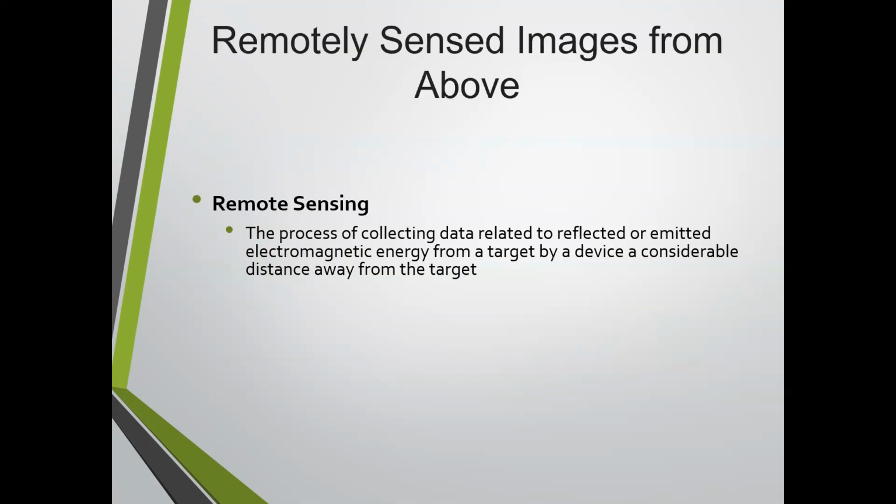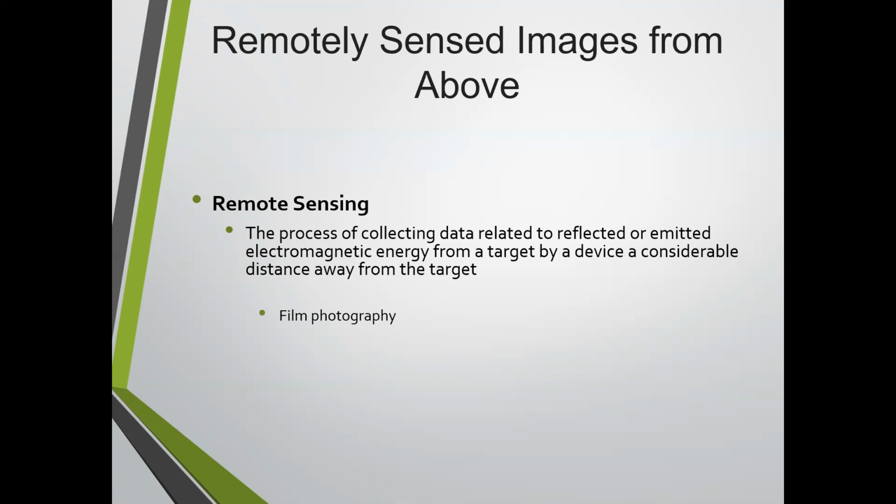So remote sensing is the process of collecting data, related to either reflected or emitted energy. Reflected would be passive, and emitted would be active remote sensing. What you're dealing with is electromagnetic energy. We'll talk a lot more about that spectrum next week, but we'll get a little bit into that today. Whatever is happening, either the target you're trying to get the information from, or the image, is reflecting information back, or you're striking it with data and it's coming back.